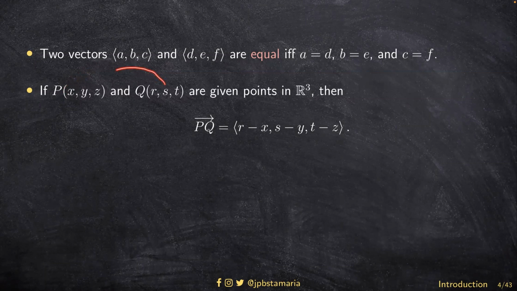You see that? Kasi tingnan nyo, pag inadd mo ngayon yung x sa r minus x, ang lalabas r. Pag inadd mo yung y sa s minus y, ang lalabas ay s. And so on. So z, pag inadd mo yung t minus z, ang magiging final result will be t.